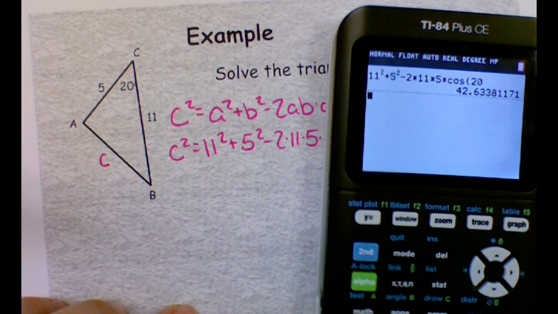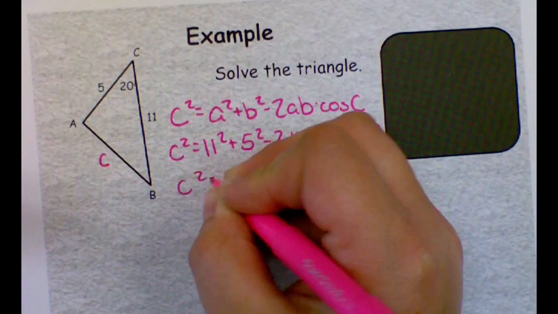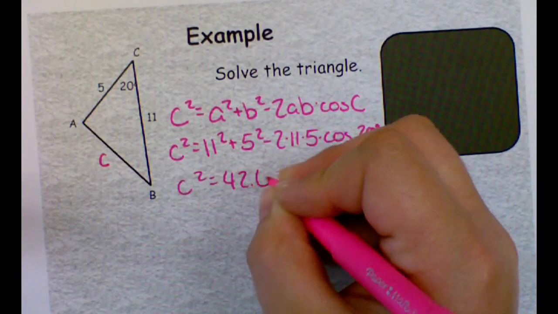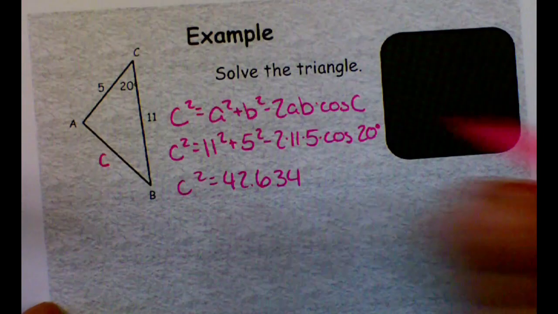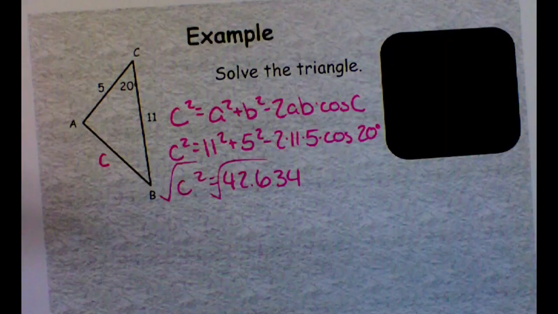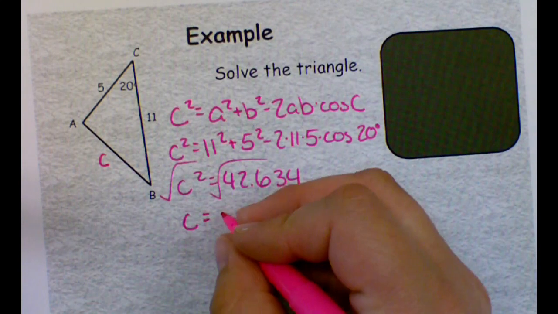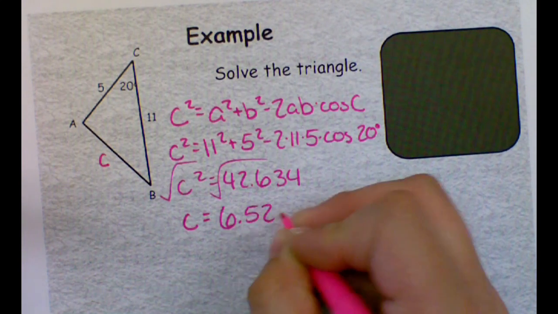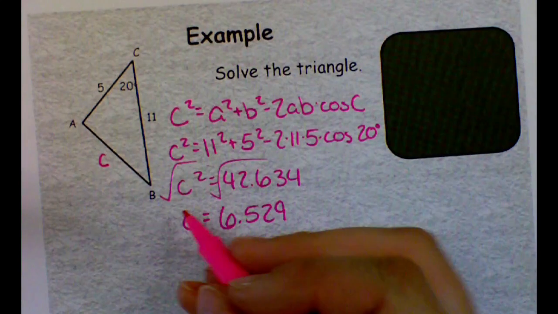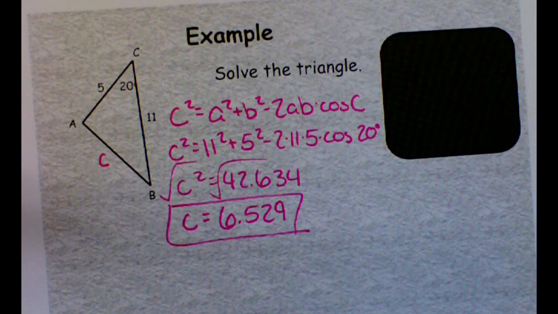All right, I get c squared is about 42.634, but we have to take the square root, so c is 6.529. Now here's the nice thing about the law of cosines: you only ever have to use it once.